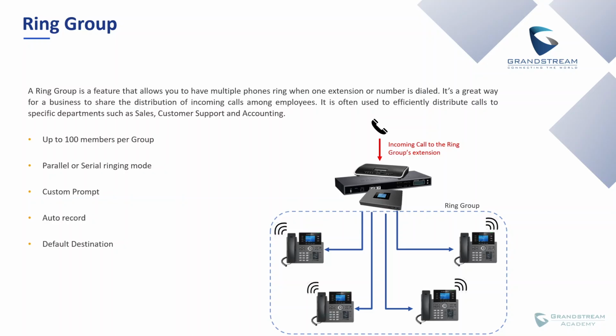Custom prompt. Users can set a custom prompt for a ring group to announce to the caller. Auto record. Users can enable automatic recording of the calls on the ring group. When no one in the ring group answers, the call will be redirected to a pre-configured destination.